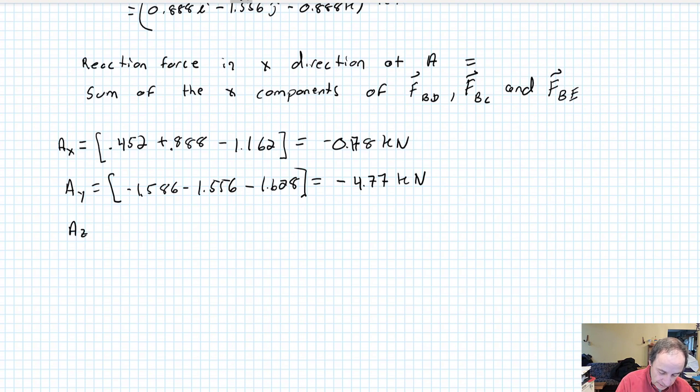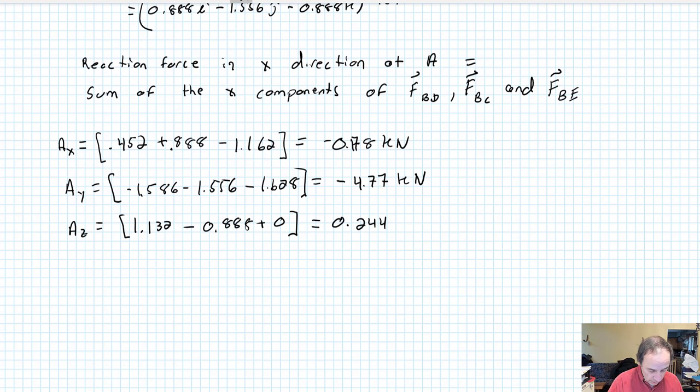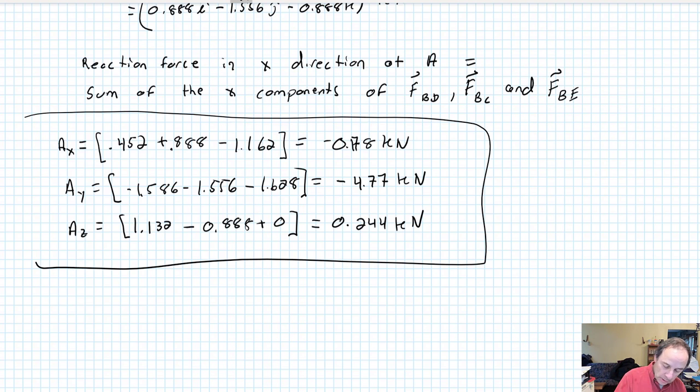And in the Z direction, you have 1.132 minus 0.888 plus the third force has a 0 component in the Z direction. So this comes out to 0.244 kilonewtons. Okay, so those are your reaction forces for this tower that has a ball and socket joint, and it cannot supply a moment and simply supplies a reaction force in each of the three directions.